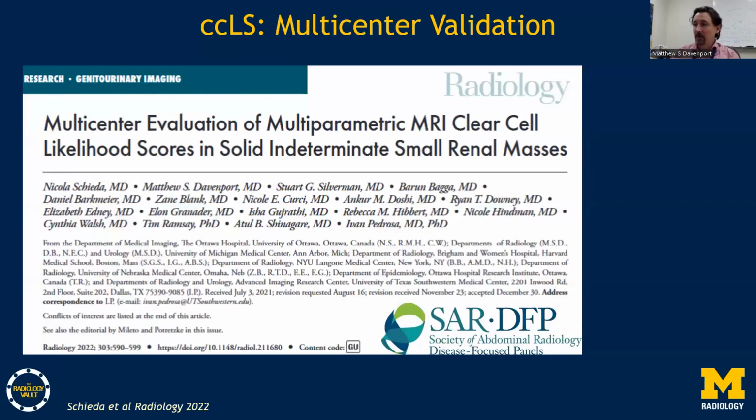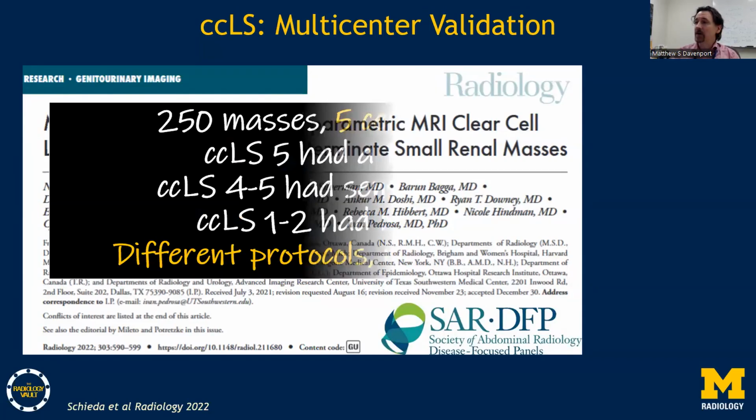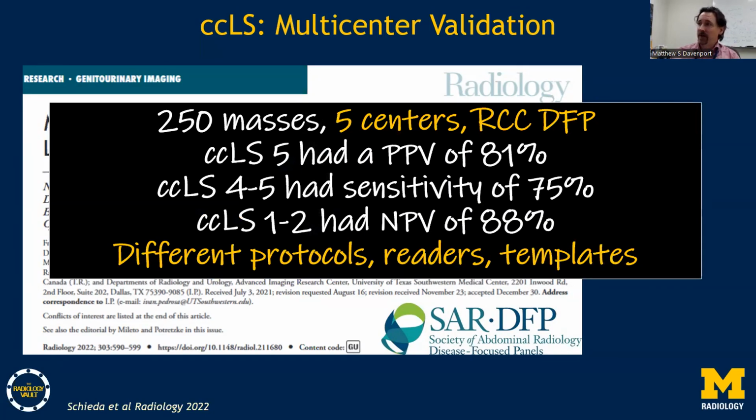And this was evaluated in a multi-center study trying to assess how accurate this system was. This study had 250 masses over 5 centers. You can see that a CCLS score of 5 had a positive predictive value for clear cell cancer of 81%. CCLS scores of 4 and 5 had a sensitivity of 75%, and a CCLS score of 1 to 2 had a negative predictive value for clear cell cancer of 88%. The reason why these weren't astounding accuracy data is because each site had their own protocol, their own readers, their own templates. And if this is going to become ready for prime time, this would need to get tuned up.